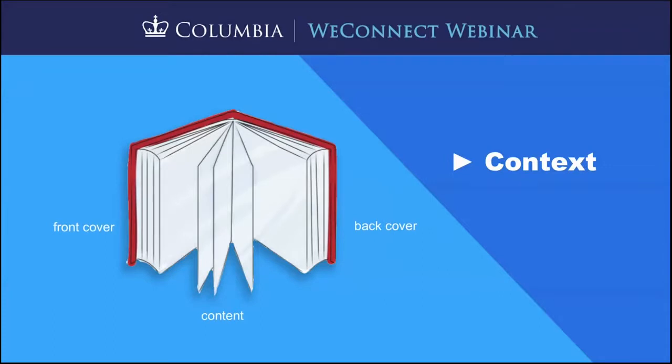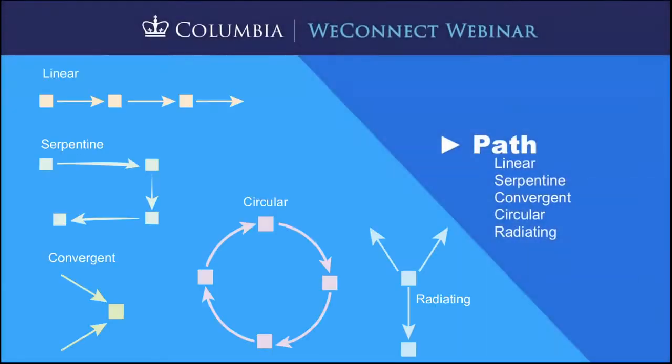So context is how content is packaged. For example, think of a book. It has a front cover and a back cover, and in between is the subject matter. Well, the same is true for a picture. It has an entry point and an exit point, and in between is the important content. Within the content is a narrative or a distinct path from entry to exit. Clear paths are crucial for directing the flow of information. So here are a few examples of common paths. There's a linear, serpentine, convergent, circular, and radiating.